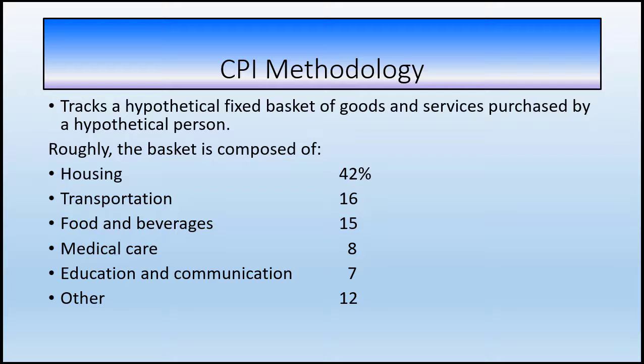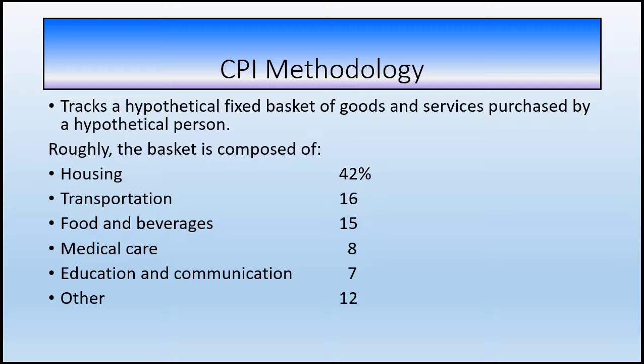Well, it tracks a fixed basket of goods and services purchased by a hypothetical person, the average person. And roughly the basket is composed of 42% housing, 16% transportation, 15% food and beverage, medical care 8%, education and communication 7%, and 12% other. Now here's how I like to explain it.